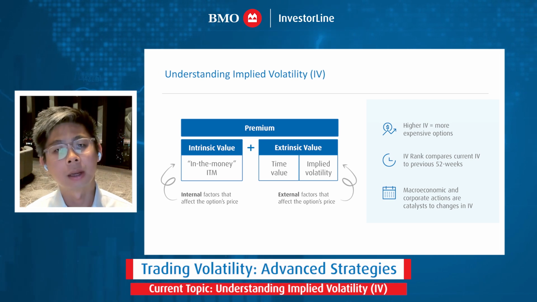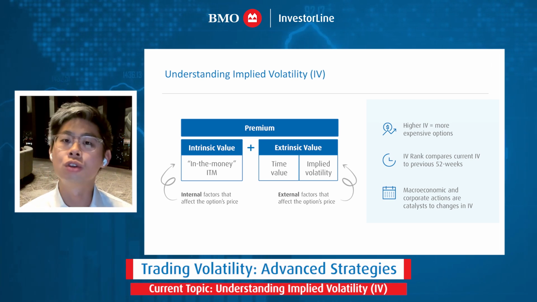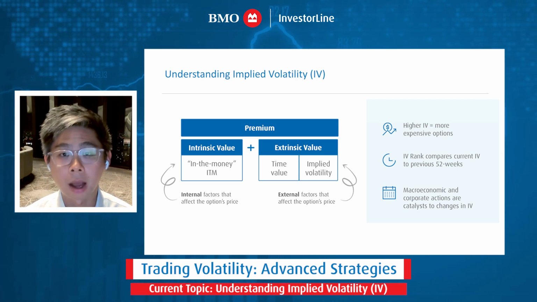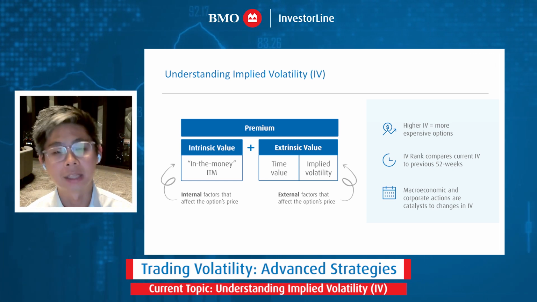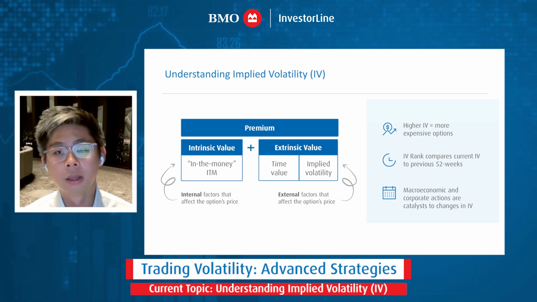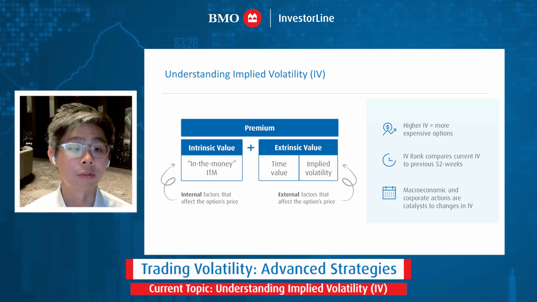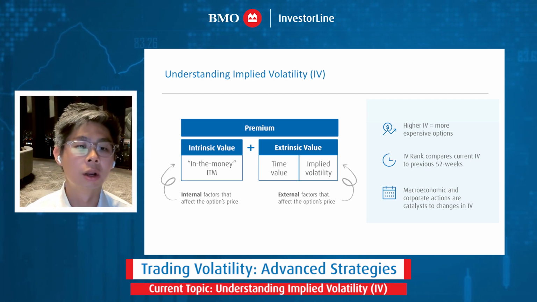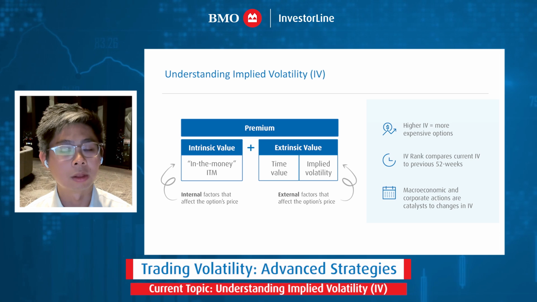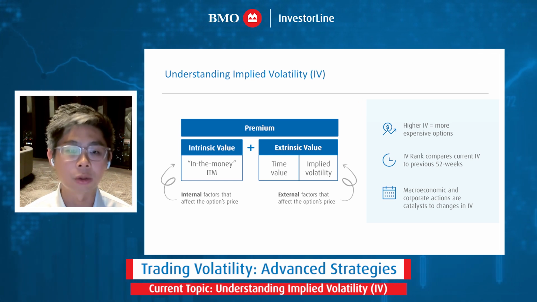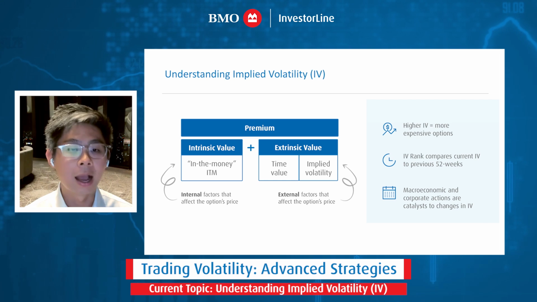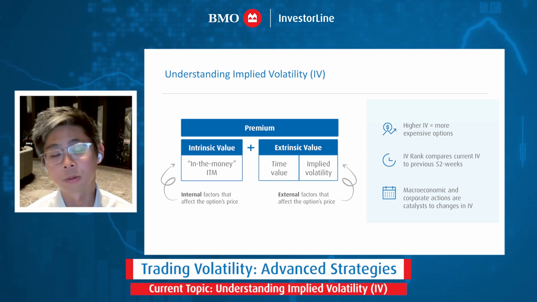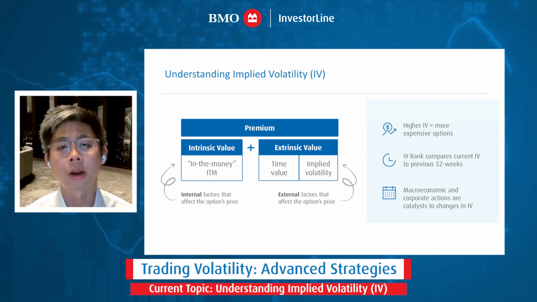When we think about an option's price, there are really two primary components that make it up. There's the intrinsic value of the option, and there's the extrinsic value of the option. The intrinsic value is what we consider the in the money value of the option, meaning how much the option is in the money by, and that is simply determined by the difference between the strike price and the current price of the stock.